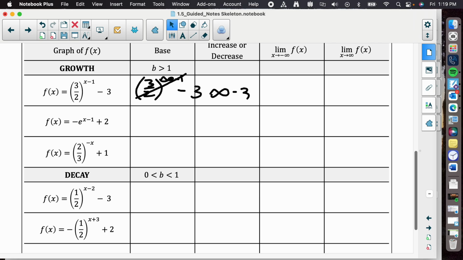Infinity minus 3. Minus 3 is not going to change that answer. It's so big that subtracting 3 is the exact same answer. So infinity minus 3 would be infinity.